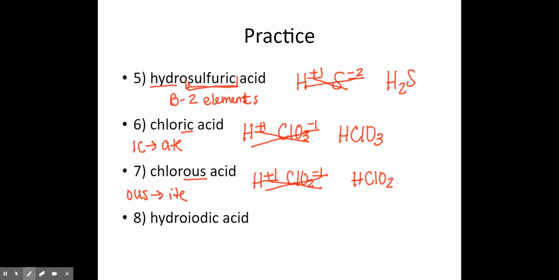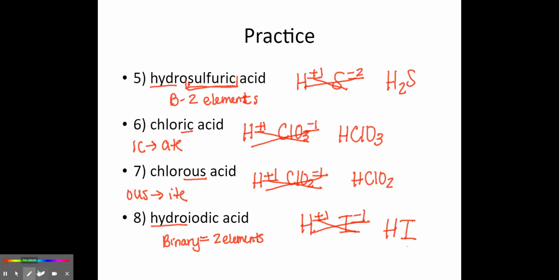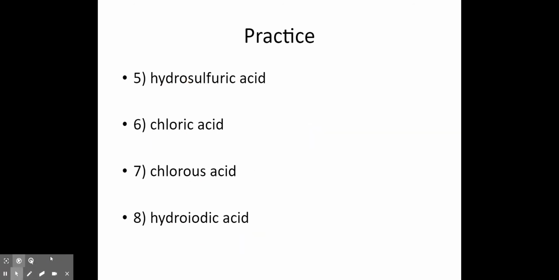Last example from the name to the compound, hydroiodic acid. So hydro tells me that it is binary, which means it has two elements. One is H, which charge is +1. Iodic is iodine, whose charge is -1. Cross those down. My formula for hydroiodic acid is HI. That is all of your notes for today.